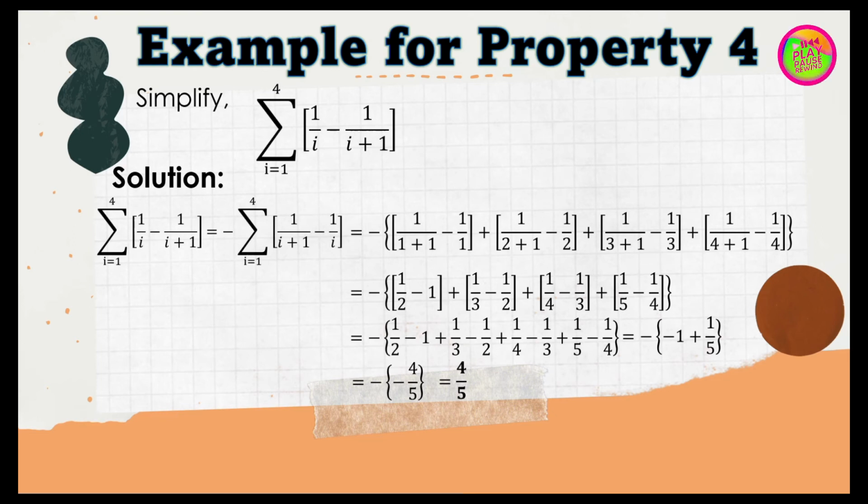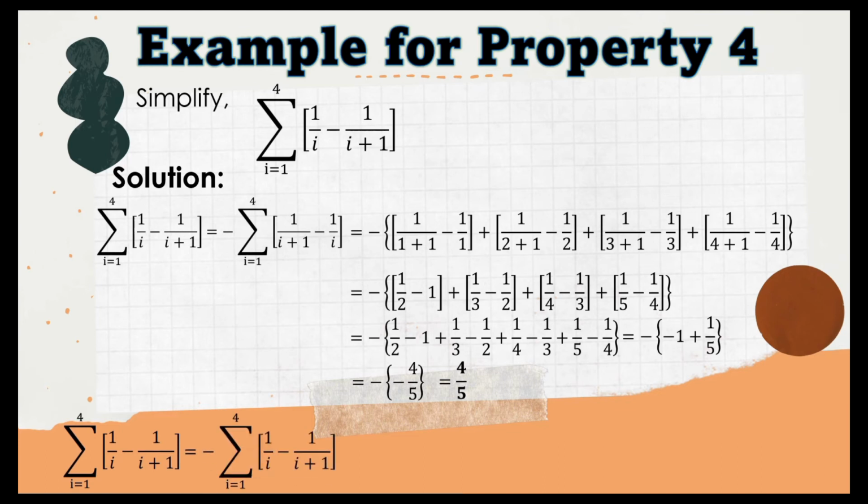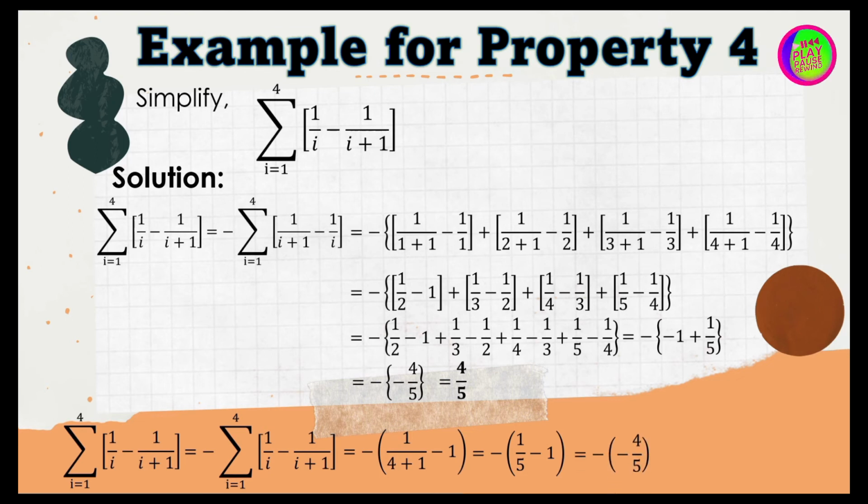Using telescoping sum, the summation of 1 over i minus 1 over i plus 1 from i equals 1 to 4 is equal to negative times (1 over 4 plus 1 minus 1), which is negative times (1 over 5 minus 1), which is negative 4 over 5. And the answer is 4 over 5.